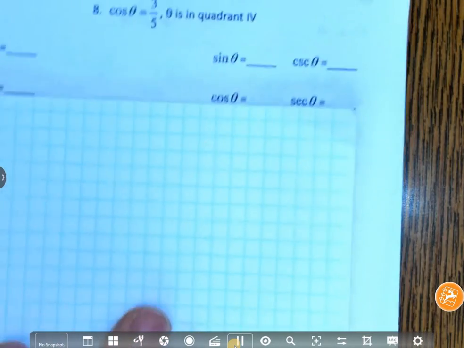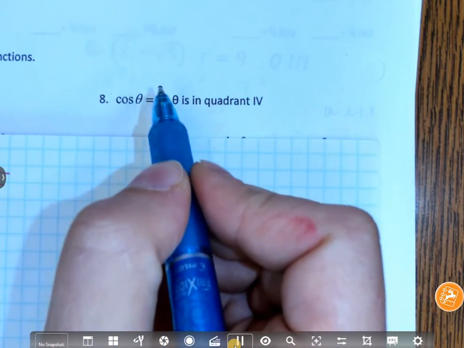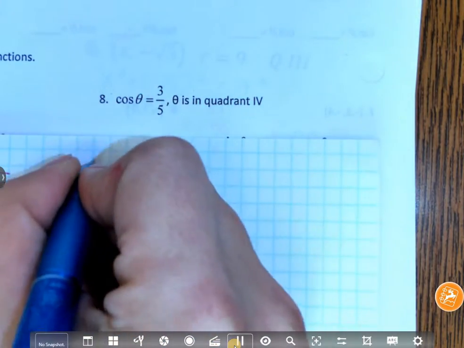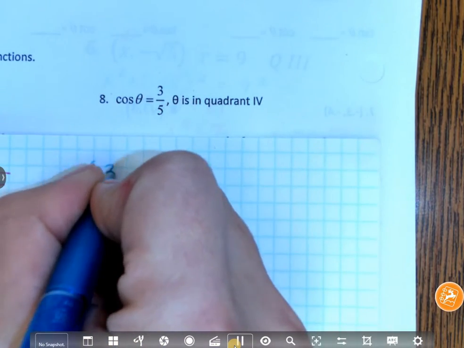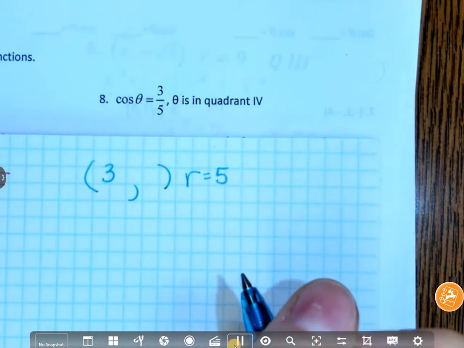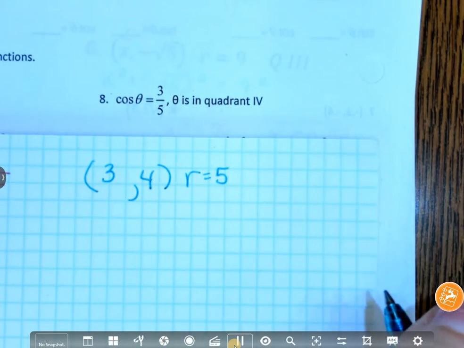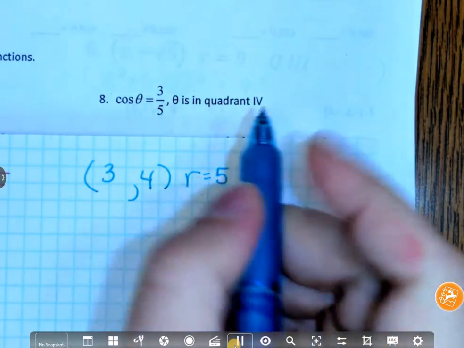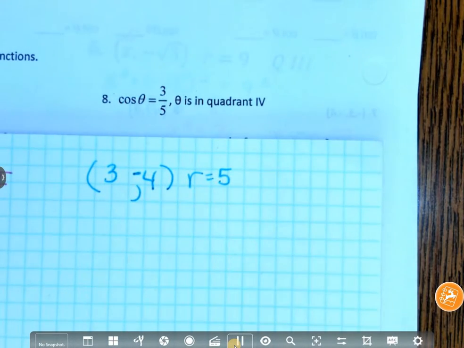Same thing about number 8. Number 8 gives me cosine of an angle is 3 over 5. Cosine is what over what? X over R. So what would my y be? Why are you saying negative 4? Very nice, because it says it's in quadrant 4. And then you would just work out all of the problems.